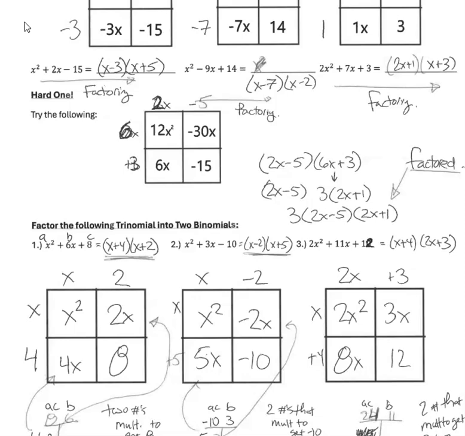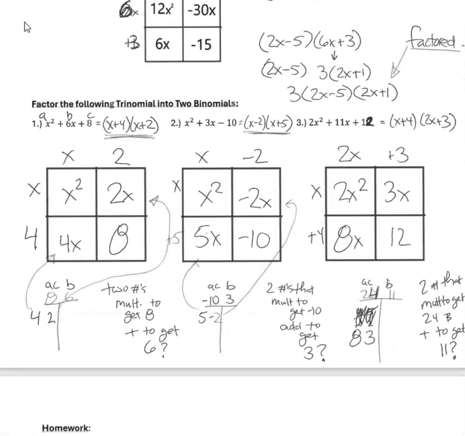I was able to factor out a 3, and then you were left with the 2x plus 1. Therefore, it is 3 times 2x minus 5 and 2x plus 1. Those are the factors of 12x squared minus 24x minus 15 when you simplify that. Now on the bottom, the question is, how did I get those two numbers?